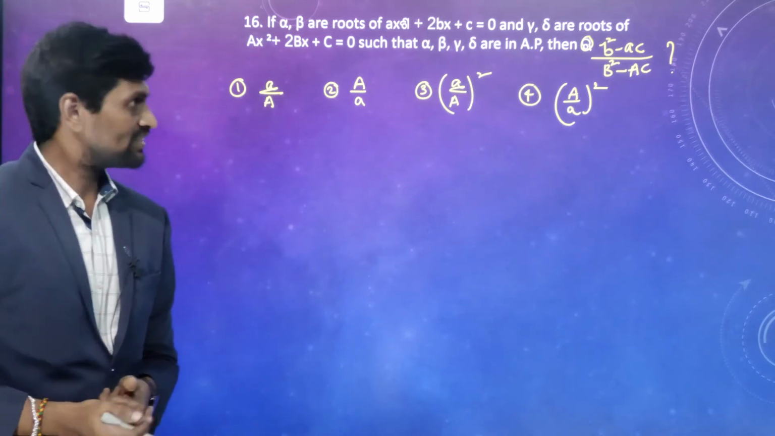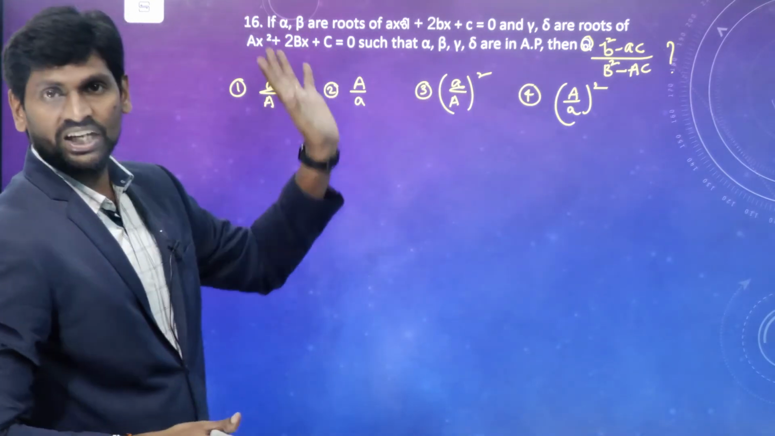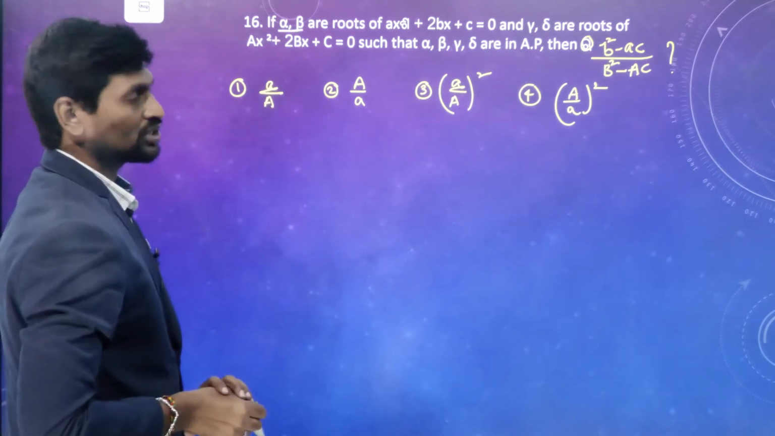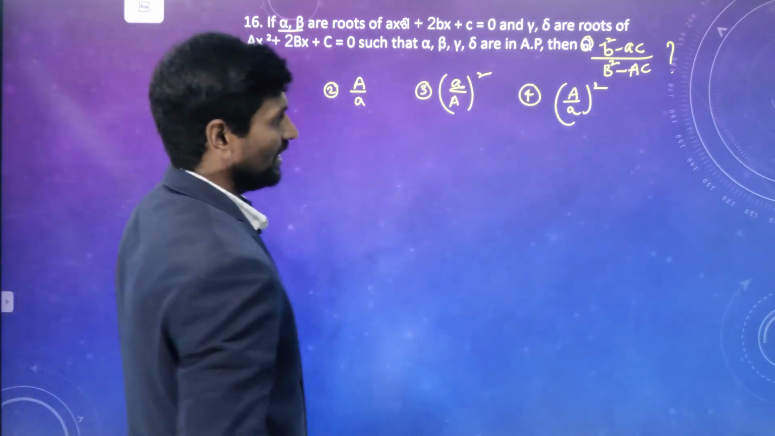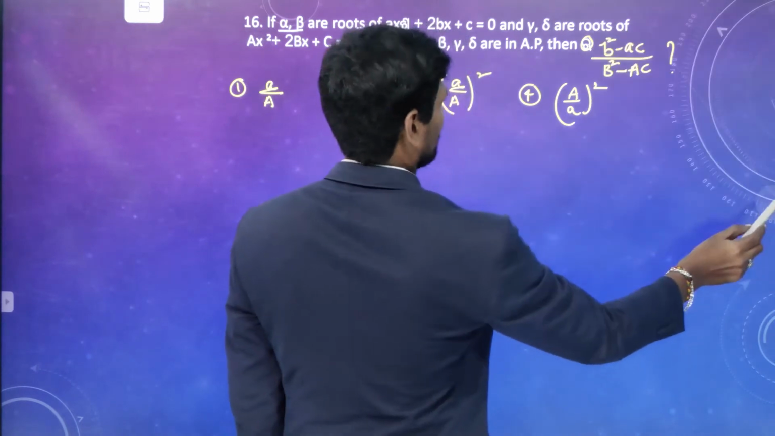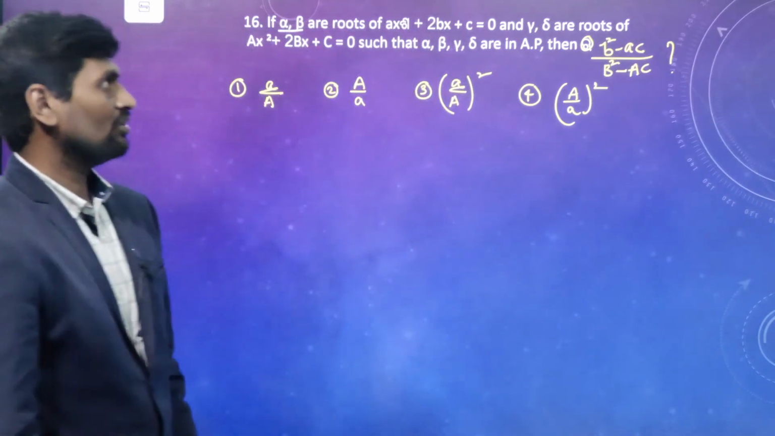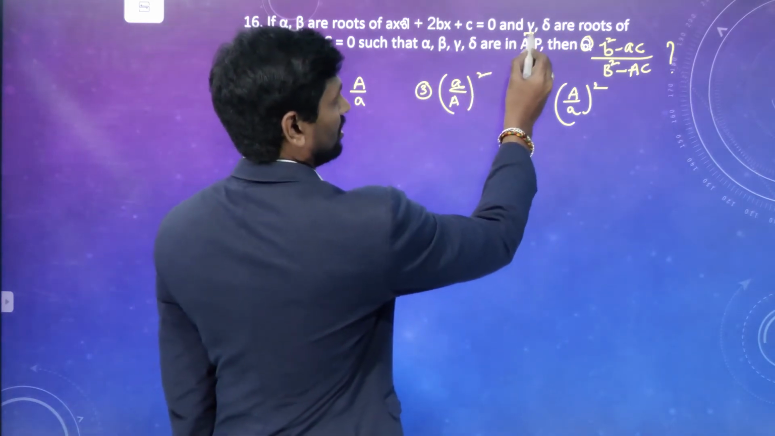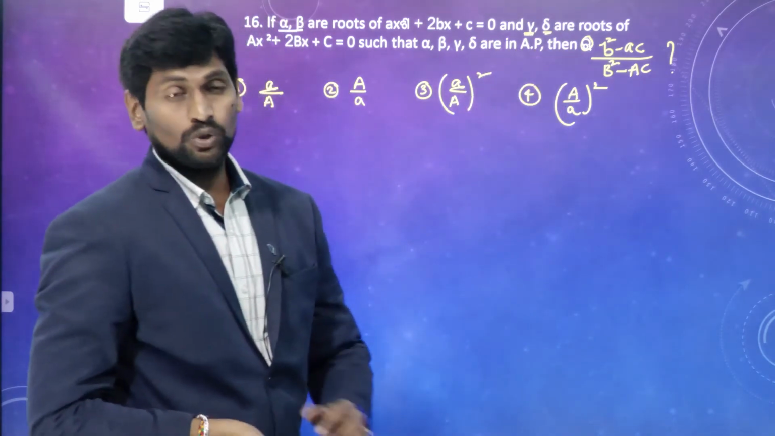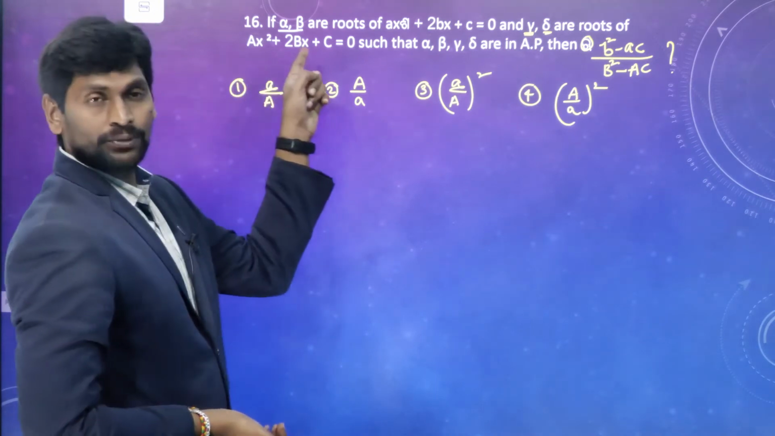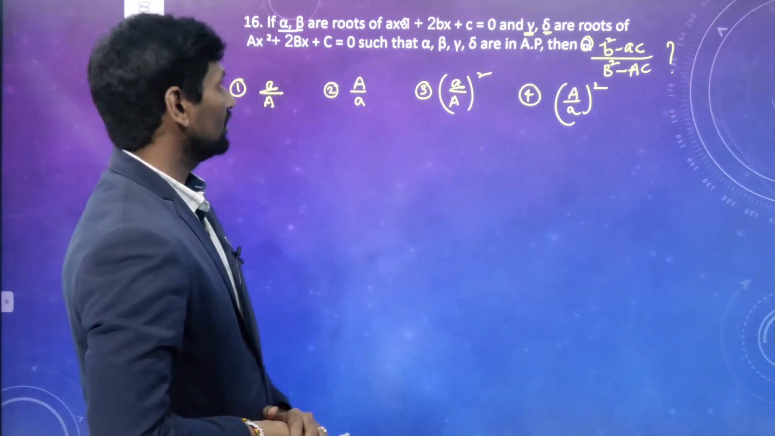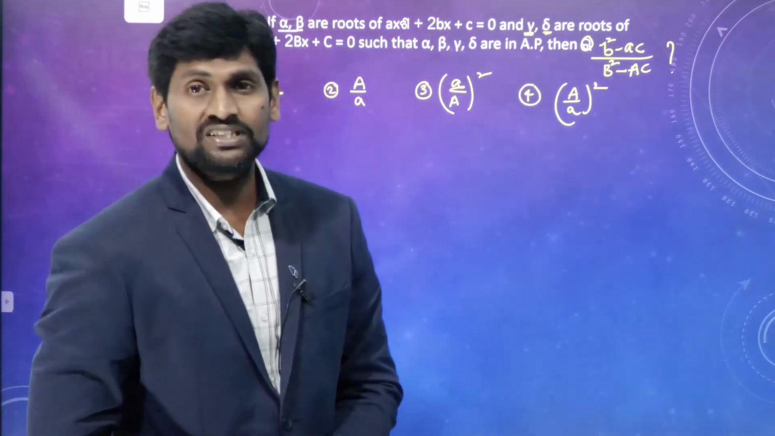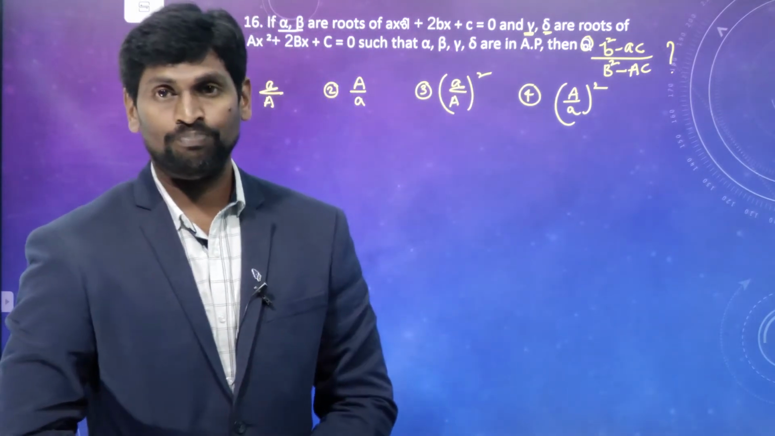Right. Now let us discuss with alpha, beta are roots. 16th problem. Alpha and beta are roots of the quadratic equation ax square plus 2bx plus c equals to 0, and gamma and delta, this symbol we should read as gamma and delta, are roots of capital A x square plus 2bx plus c equals to 0, such that these four are in the form of AP.